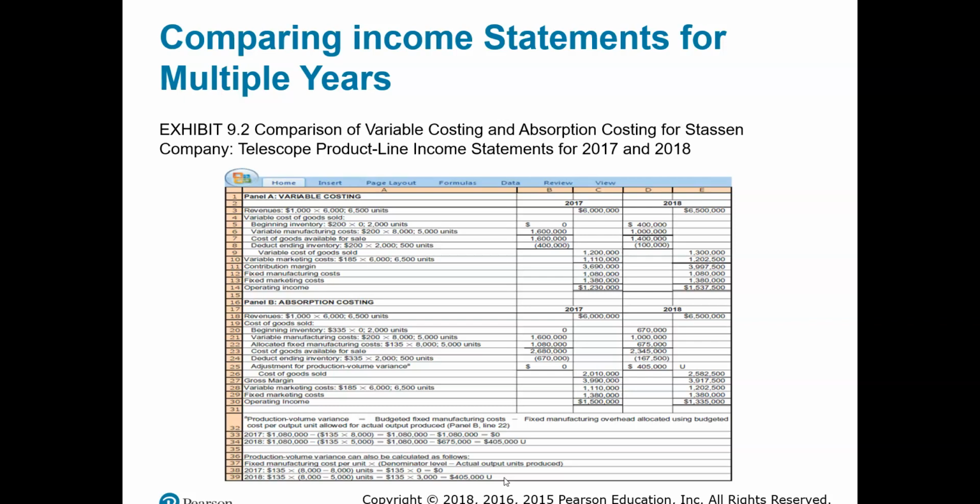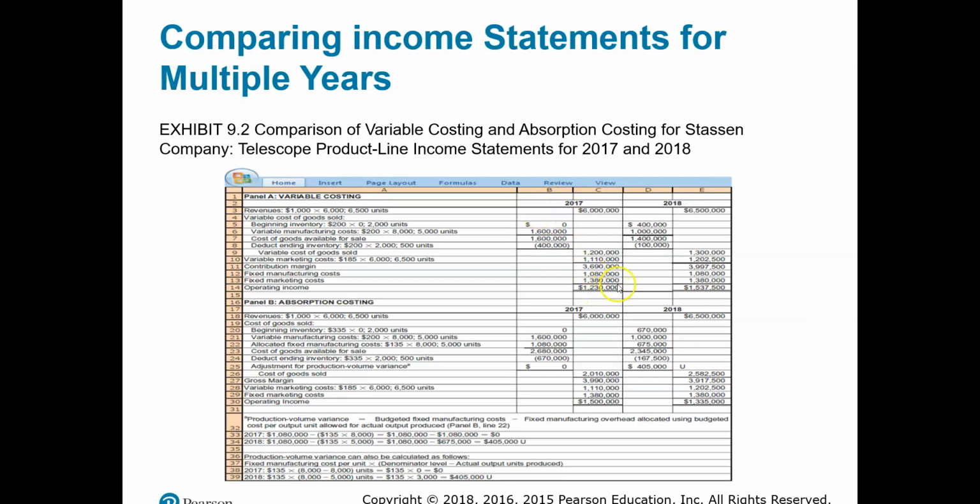So that production volume variance of $405,000 is unfavorable because we had unused capacity. I had capacity to make 8,000, but I only made 5,000. So that 3,000 units difference represents unused capacity. I had the capacity to make those 3,000, but I did not use it. So therefore, $405,000 of fixed costs, or the difference between the two, is going to be unfavorable. That production volume variance is unfavorable because it's tied to capacity not used.